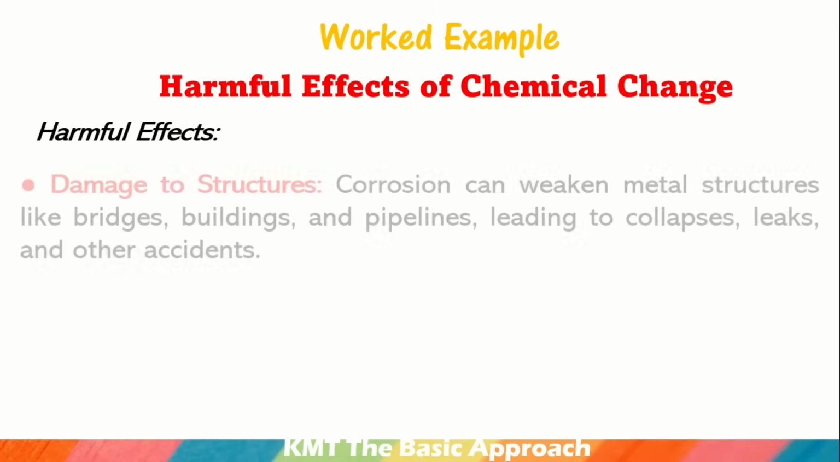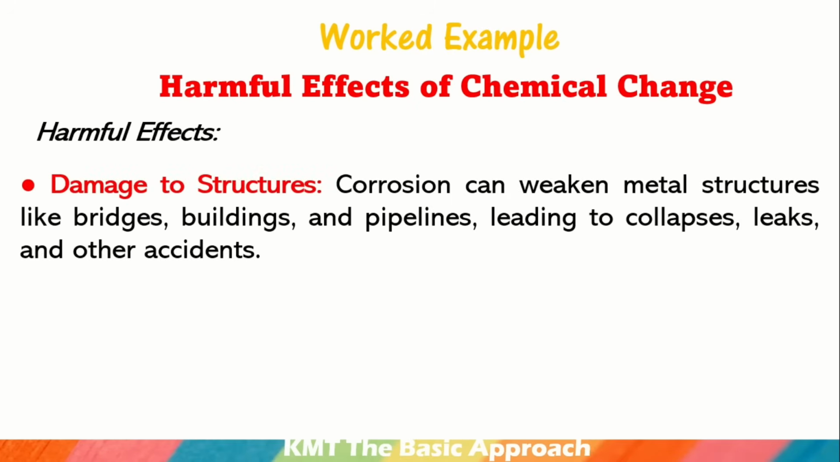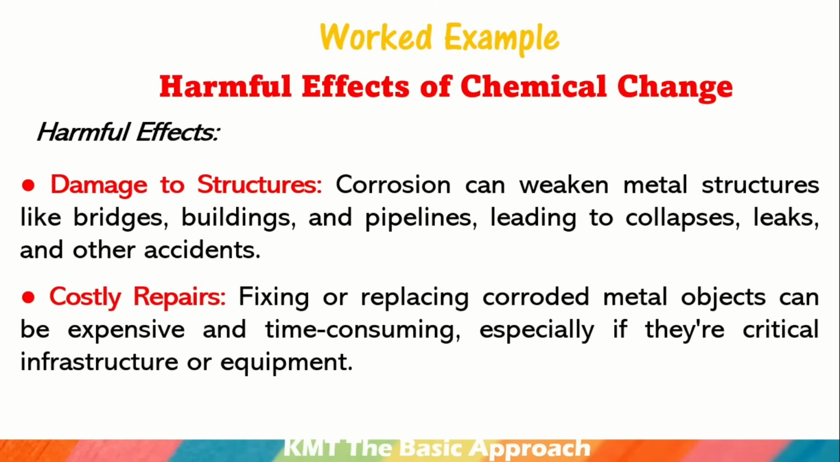Harmful effects. Damage to structures. Corrosion can weaken metal structures like bridges, buildings, and pipelines, leading to collapses, leaks, and other accidents. Costly repairs. Fixing or replacing corroded metal objects can be expensive and time-consuming, especially if they are critical infrastructure or equipment.